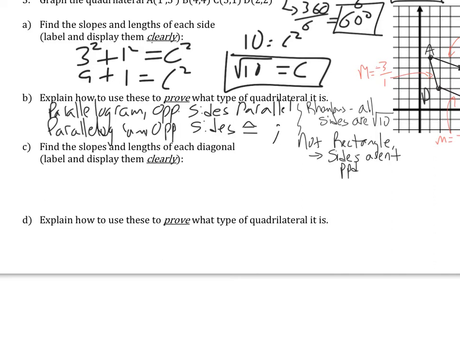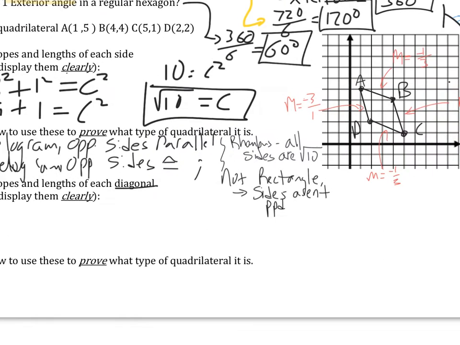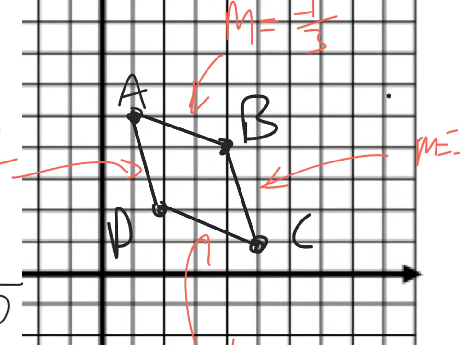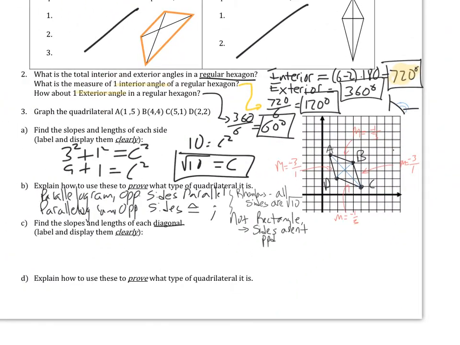So it's not a rectangle, but we know all the shapes. Now, just for a little extra practice, we're going to find the slope and the lengths of the diagonals. So let's go draw these guys in, and we'll find some slope and lengths. We see that our slope of DB is a rise of 2, run of 2, and AC is going down 4 over 4. All right, so we can write some slopes here.